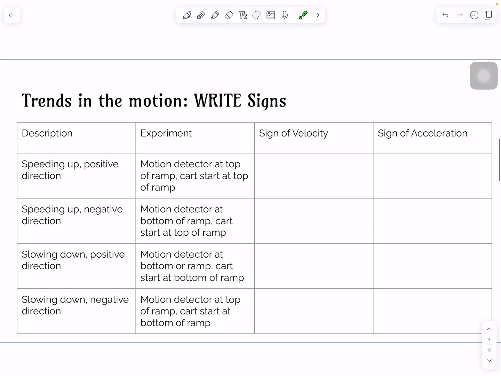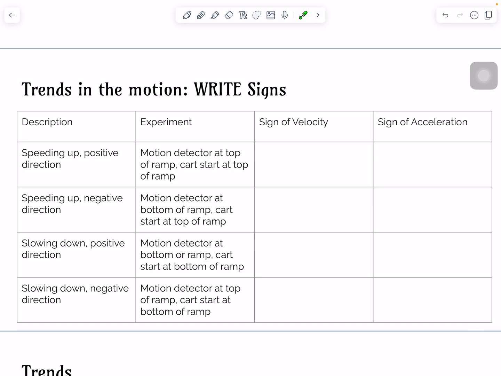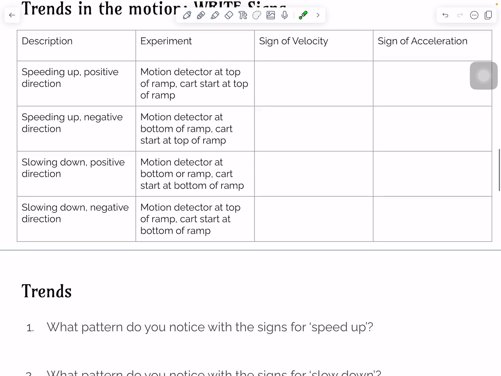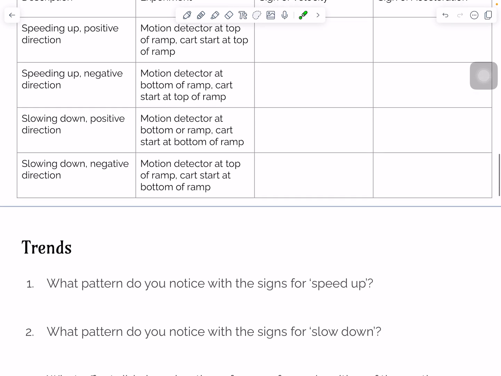All right, so the next thing that you want to do is, for the same 4 experiments, I want you to write the signs for velocity and acceleration. So again, stop the video, write the 4 pairs of signs so that they are in front of you. Okay, so looking at the signs, I want you to identify what pattern do you notice with the signs for speed up. So pause, discuss, enter. And then what patterns do you notice with the signs for slow down?